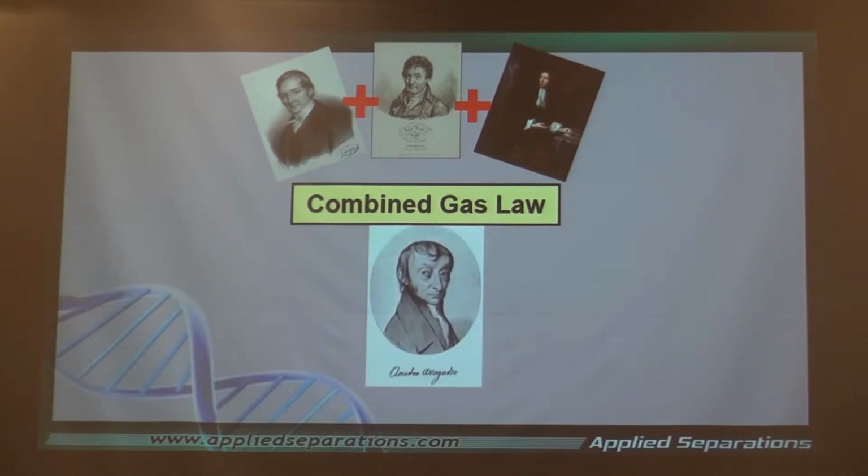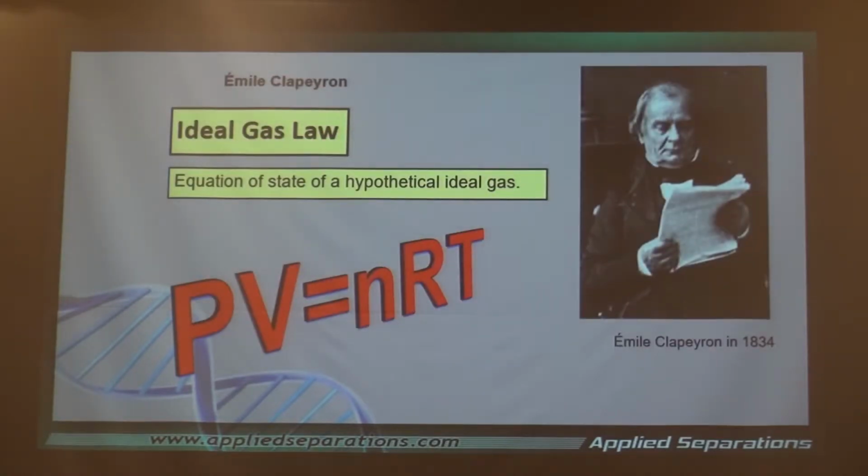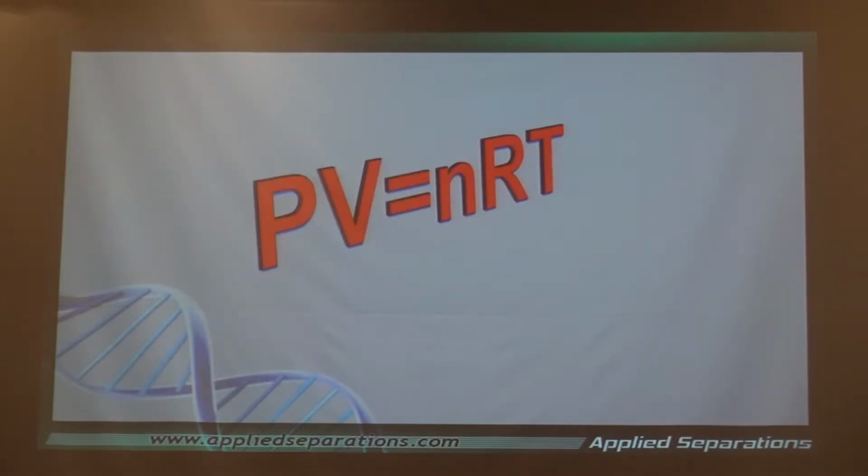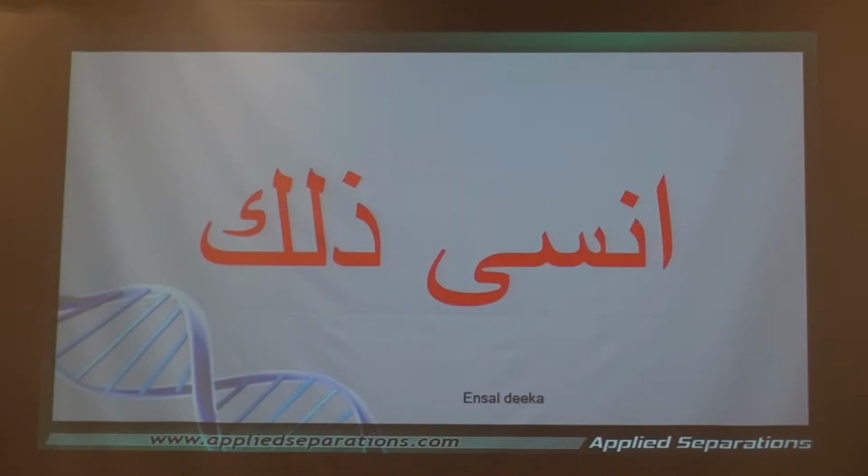We throw in Avogadro into this, and we have what's called the ideal gas law. And we're all familiar with PV equals nRT. This was ingrained into us, PV equals nRT. But now when I bring it up to a supercritical fluid, here is my response. Forget it. It doesn't work anymore.